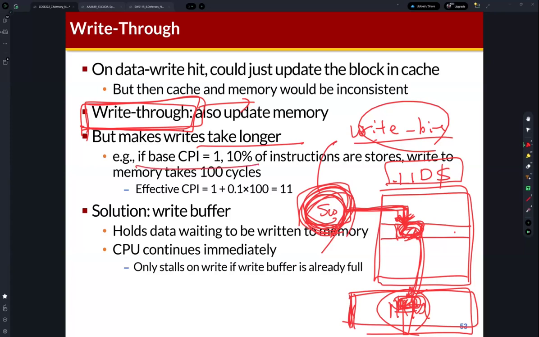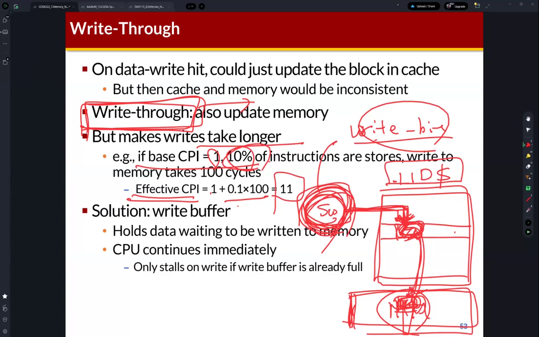So this is some computation. The base CPI, the clock per instruction, is 1, and then 10% of instructions are store instructions. And then write to memory will take 100 cycles. Then what is the effective CPI? So which means that the additional 100 cycles will be taken if the store instruction is executed, but the percentage of store instructions is 10%. The effective CPI is 1 plus 0.1 multiplied by 100, so it's 11.